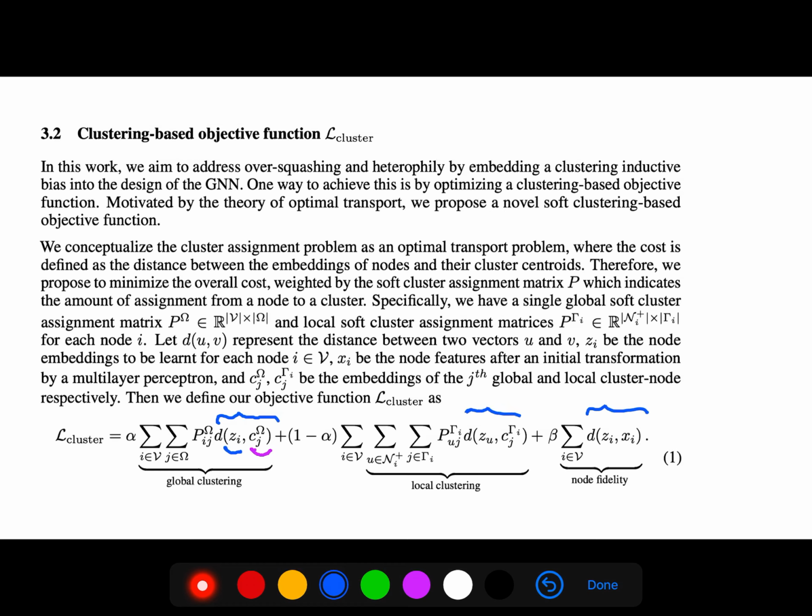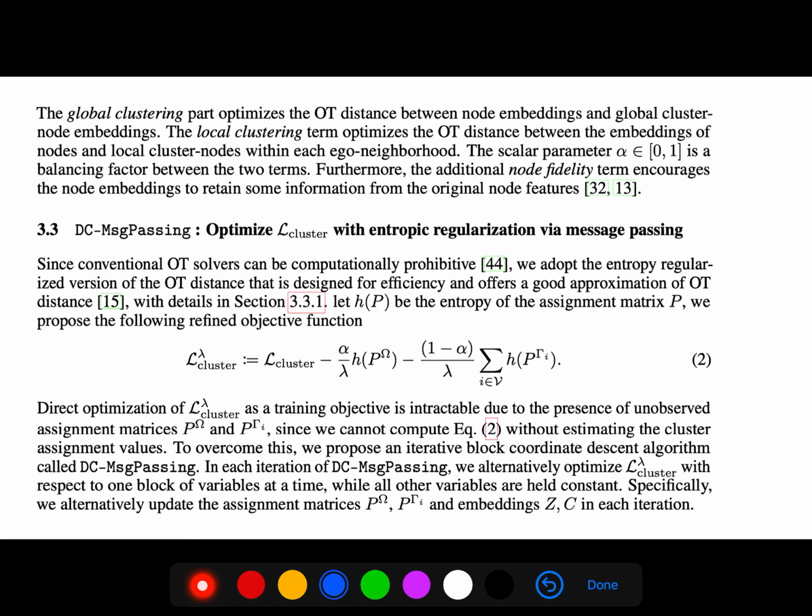So D represents the distance between the two vectors. Z is node embedding. X sub I is node features after an initial transformation by a multi-layer perceptron. C sub j is just the embedding of the j's, of course, global and local cluster nodes. Very complex clustering because they separated into global and local.